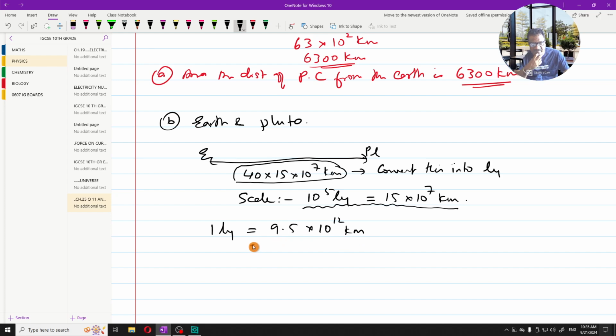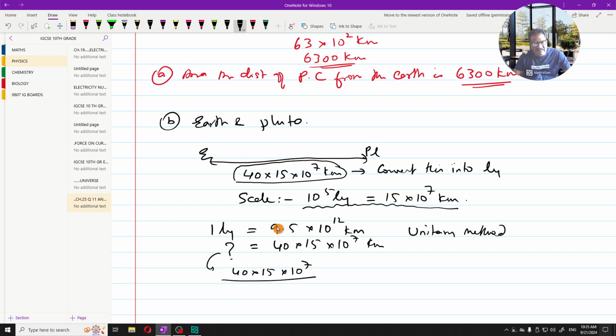Therefore, this 40 times 15 times 10 raised to 7 kilometer, how many light years will this be? Again you are going to use the unitary method, and the answer will be 40 times 15 times 10 raised to 7 divided by 9.5 times 10 raised to 12, and this answer will be in light years. So 10 raised to 7 upon 10 raised to 12 will be 10 raised to minus 5, since 7 minus 12 is minus 5.